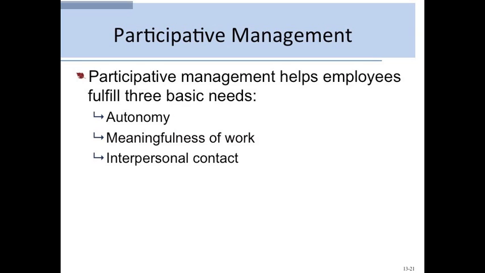The first need is the need for autonomy, and we mentioned this when we looked at Hackman and Oldham's job characteristics model, if you remember. It's that need to feel as if I am in control, if you will, of my destiny, that I have some type of responsibility and I'm not being micromanaged. So people that get a chance to be part of participative management get the opportunity to fulfill this need for autonomy, to feel as if I am responsible, I have some level of control.